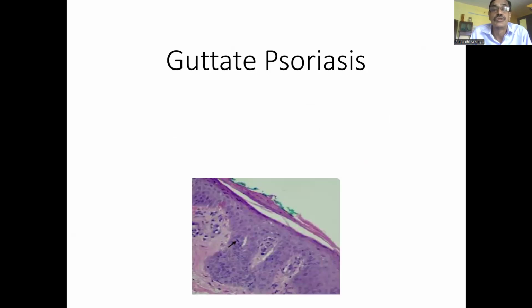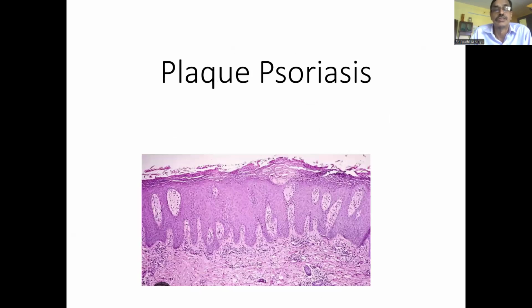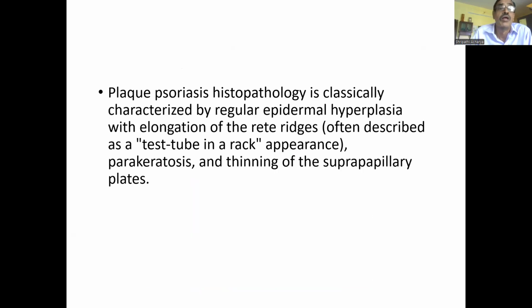Second type is guttate psoriasis. This is guttate psoriasis. Next is plaque psoriasis. Plaque psoriasis histopathology slide looks like this. Plaque psoriasis histopathology is classically characterized by regular epidermal hyperplasia with elongation of the rete ridges, often described as a test tube in a rack appearance, parakeratosis, and thinning of the suprapapillary plates.